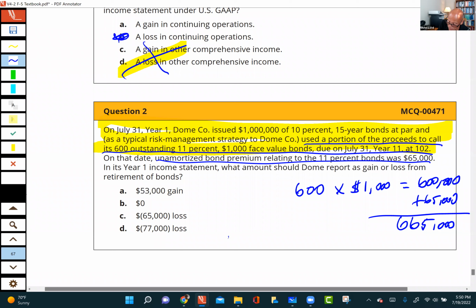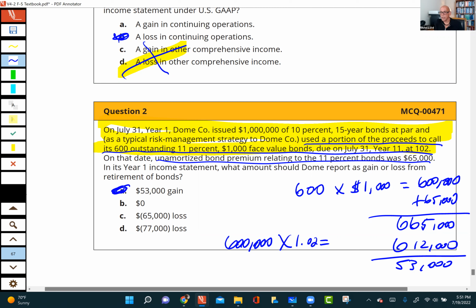And they had to call them at what? They had to call them at 102. So we take the 600,000 times 1.02. That gives me what? That gives me the 612,000. The difference there is 53,000. And since I'm paying less than the carrying amount of the debt, that is going to be what? That is going to be a gain.